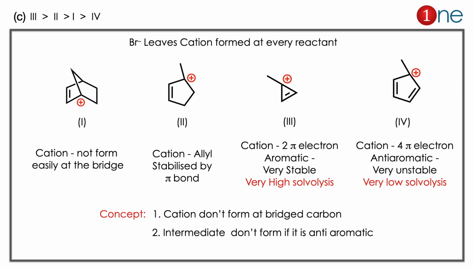So the concepts you have to learn here are that a cation doesn't form at a bridged carbon, and that an intermediate doesn't form if it is in an anti-aromatic state.